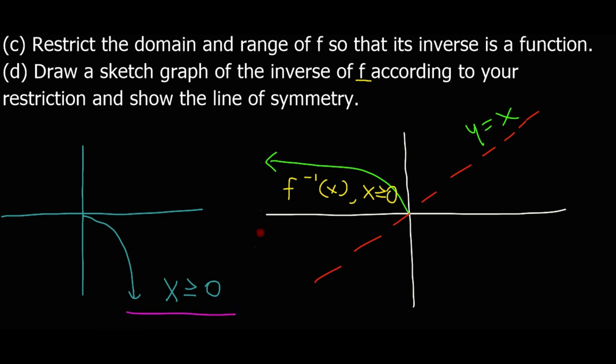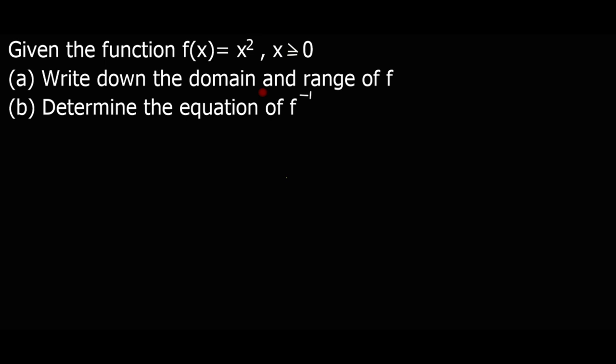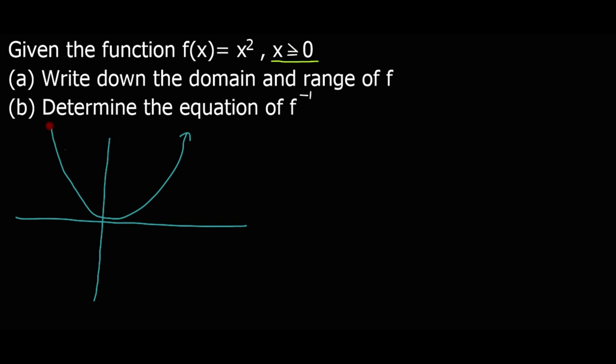So that's it for this question anyway. f of x equals x squared, where x is greater than or equal to 0. Actually, they have given the restriction. First, what we know is that the graph of x squared will be in this way. So this is the graph of x squared. And then its inverse will be in this way.